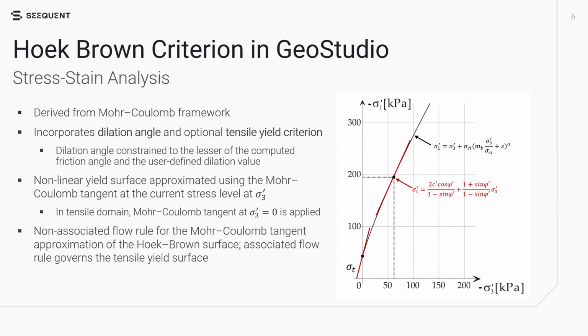This formulation employs a non-associated flow rule for the Mohr-Coulomb tangent approximation of the Hoek-Brown surface, while an associated flow rule governs the tensile yield surface. During each calculation step, SIGMA/W compares the user-specified dilation angle with the instantaneous friction angle derived from the tangent to the Hoek-Brown envelope. The dilation angle used in the analysis is then limited to the smaller of these two values, ensuring numerical stability and physical consistency throughout the simulation.